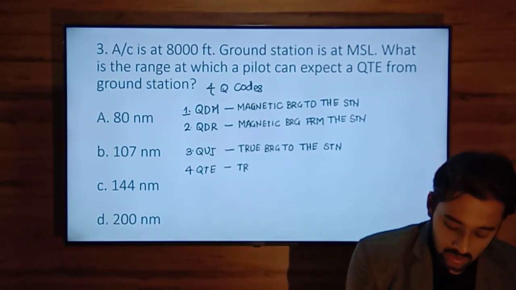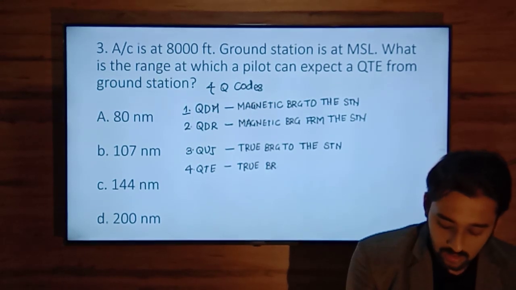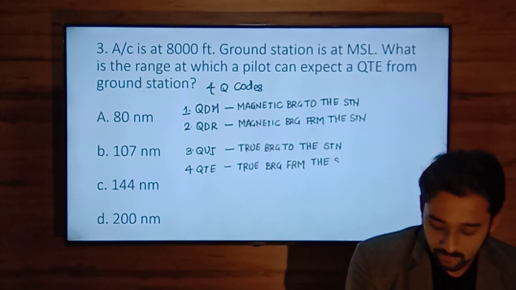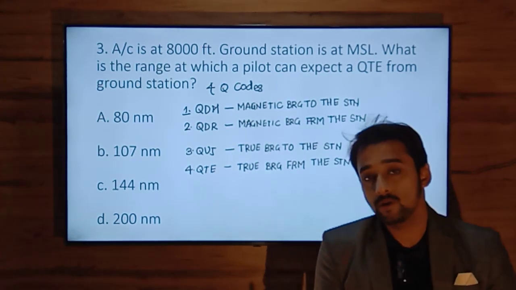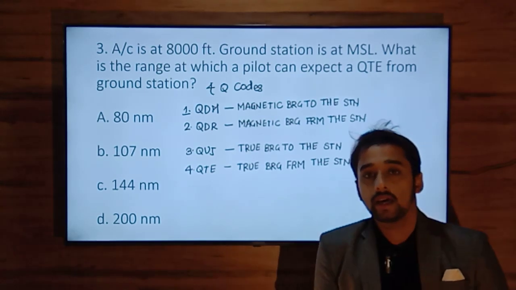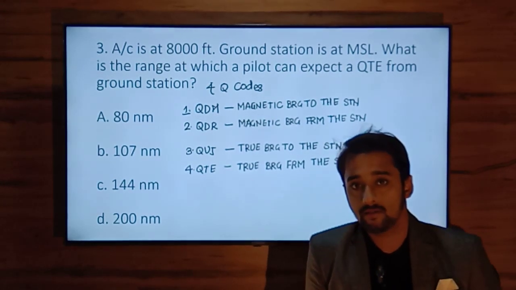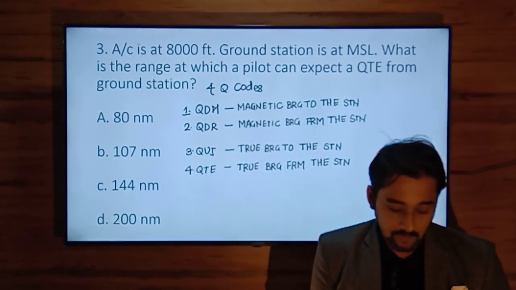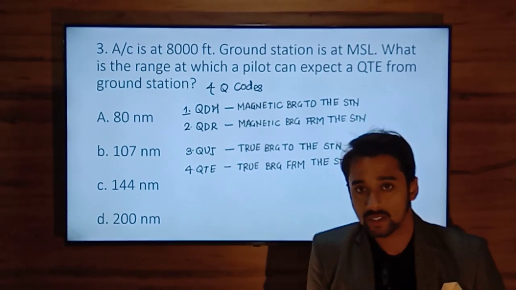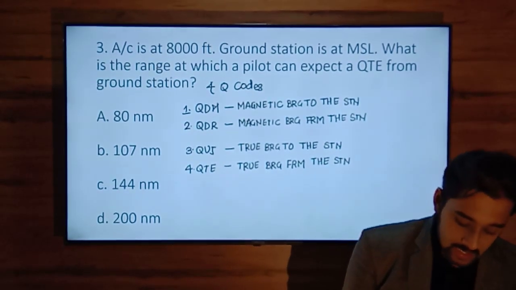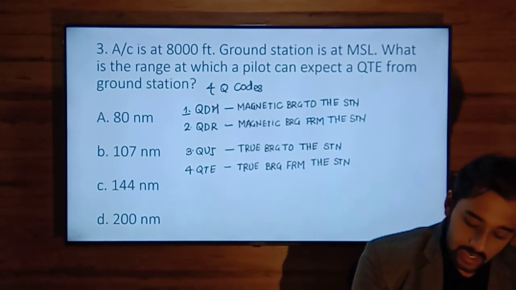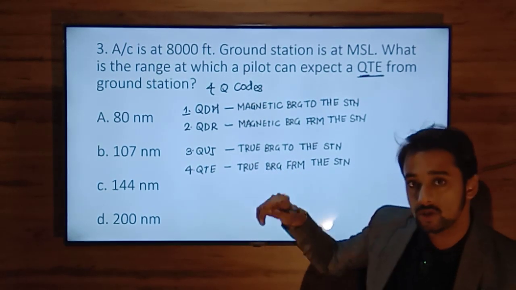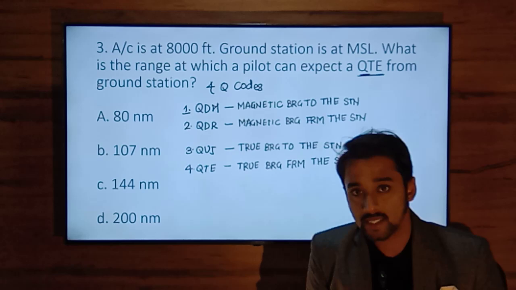QTE is true bearing from the station. These are the 4 Q codes that you will find in the Radio Navigation Oxford book, VDF chapter, very high frequency direction finding, and in that there are these 4 Q codes that you have to remember. Next we have to calculate QTE. The meaning of QTE is true bearing from the station. So remember these 4 Q codes for your DGCA MCQ.